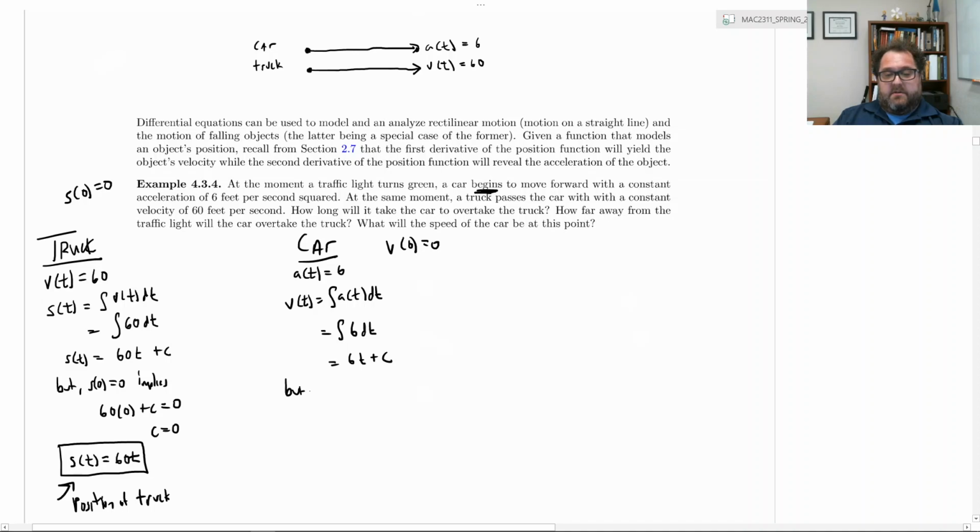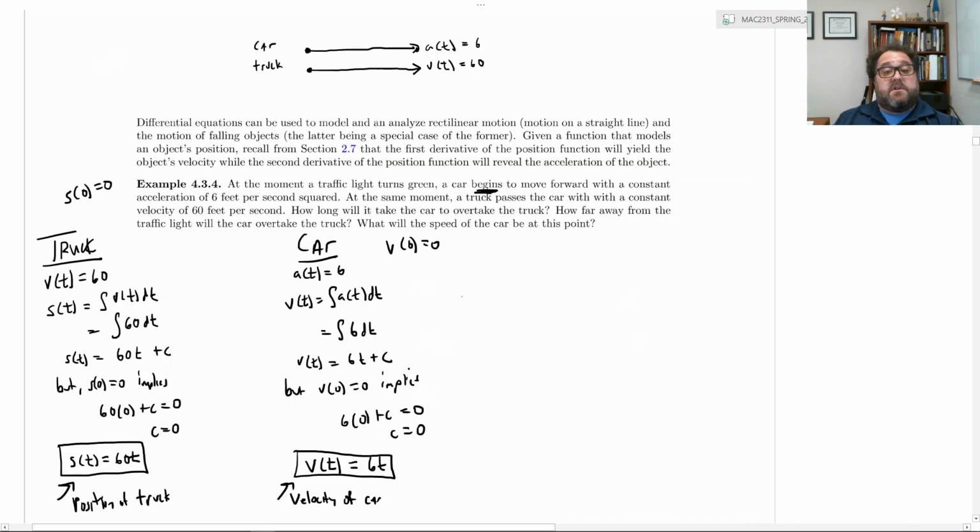So this is my tentative solution for my velocity function, but v of 0 equals 0 implies that 6 times 0 plus c has to equal 0, which again implies c equals 0. So my final velocity function of the car is v of t equals 6t. Velocity of the car. And now let's find the position of the car.